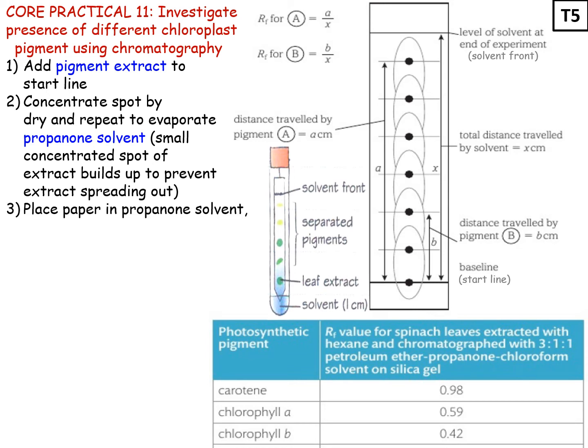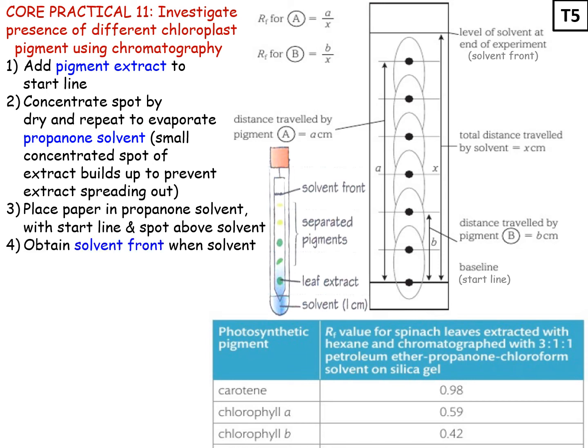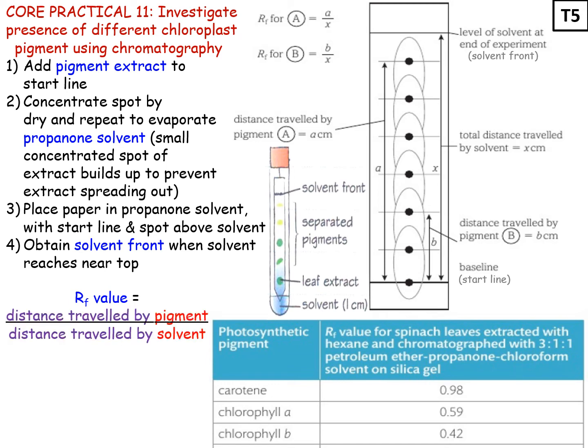You place the paper in a propanol solvent with the start line and spot above the solvent. So as the solvent moves up, it reaches the start line and the spot. You then obtain a solvent front when the solvent reaches near the top, and that can be used to calculate the RF value, which is the distance traveled by the pigment divided by the distance traveled by the solvent.